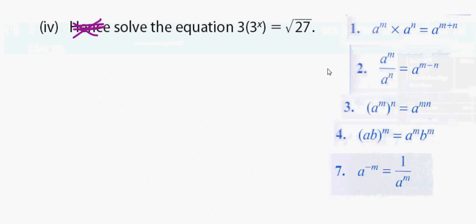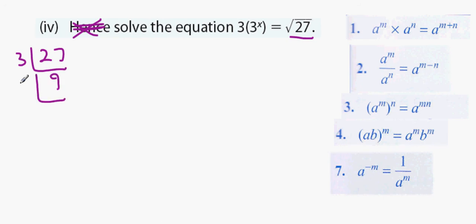Now, the first thing you have to know is that root 27. We have to change 27, right? So 27 divided by 3. Just keep dividing by 3. Goes 9, divided by 3 again goes 3, divided by 3 again goes 1. So 27 equals 3 to the power 3 under a square root sign.